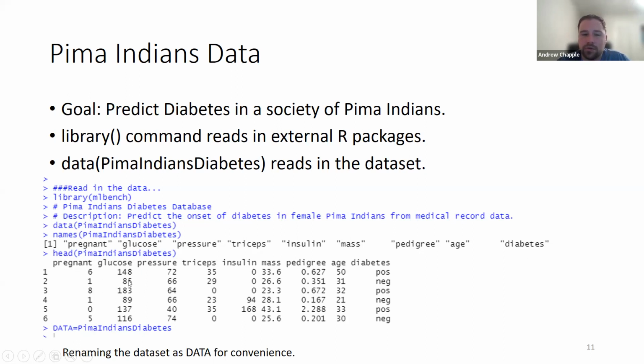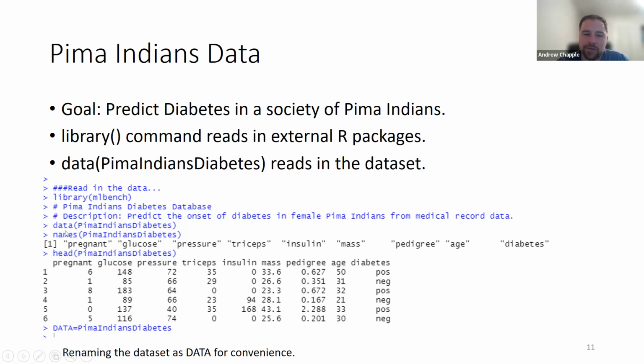Glucose, this is their glucose level, which is related to diabetes, right? Pressure, this is probably their blood pressure. Triceps, I'm not sure what this is, but some number. Insulin is their insulin levels. Mass is probably their BMI here. Pedigree, I'm not sure what pedigree is here. It's just another number. I have age, and then I have diabetes, positive or negative status.